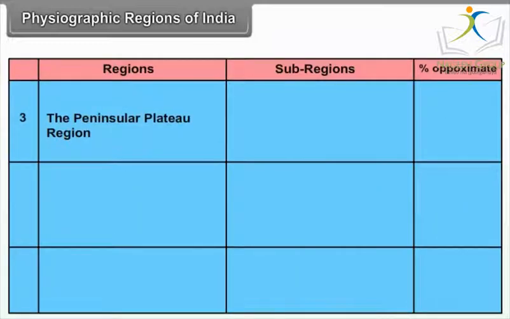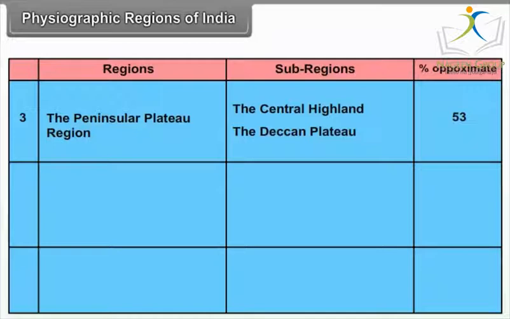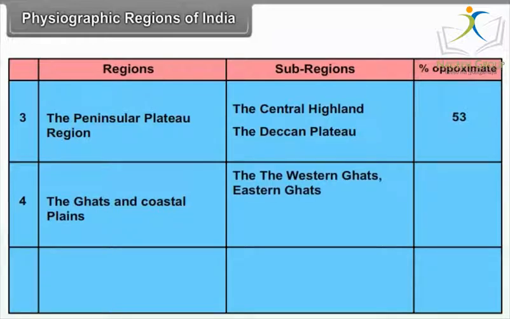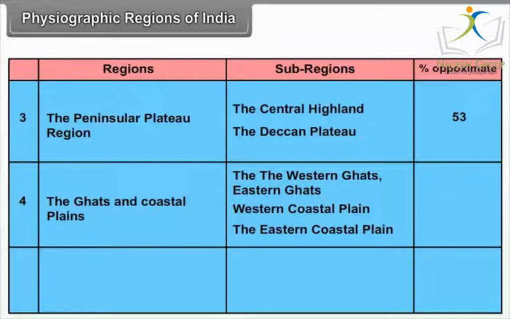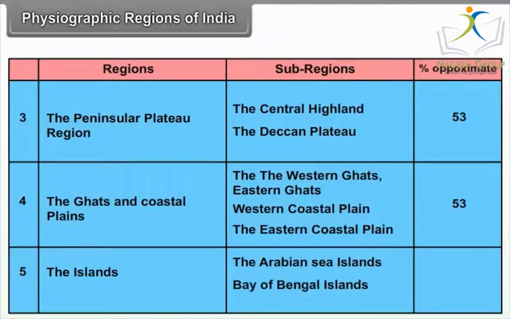The Peninsular Plateau region: the Central Highland, the Deccan Plateau, 53%. The Ghats and Coastal Plains: the Western Ghats, Eastern Ghats, Western Coastal Plain, the Eastern Coastal Plain, 53%. The islands: the Arabian Sea Islands, Bay of Bengal Islands, 53%.